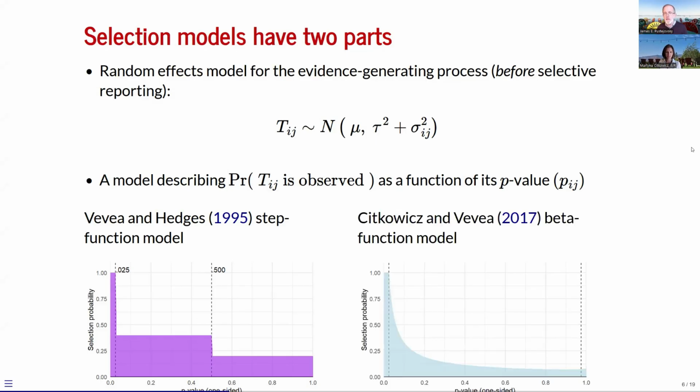Another more recent model was developed by Citkowicz and Vevea, and it's based on a beta density function instead of this sort of stepwise selection model. So here, the probability that an effect size estimate is reported varies smoothly as a function of its p-value. And this sort of selection function can take on a variety of different shapes.